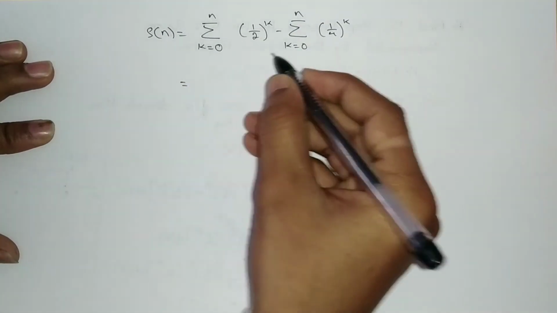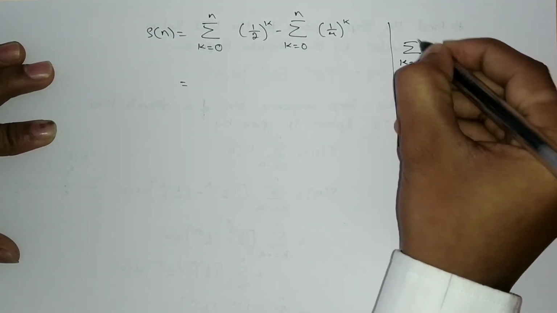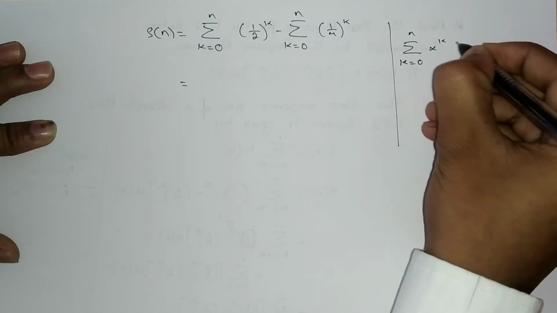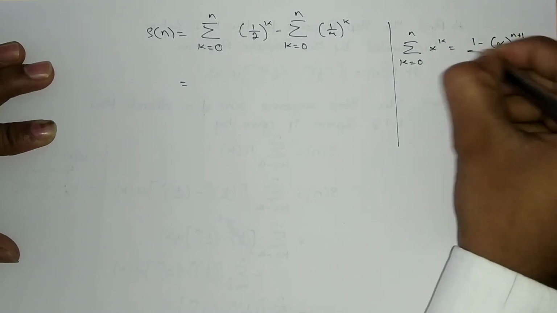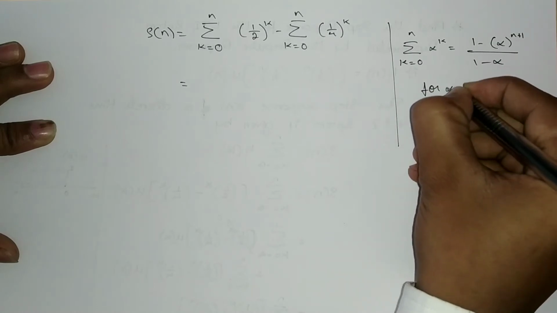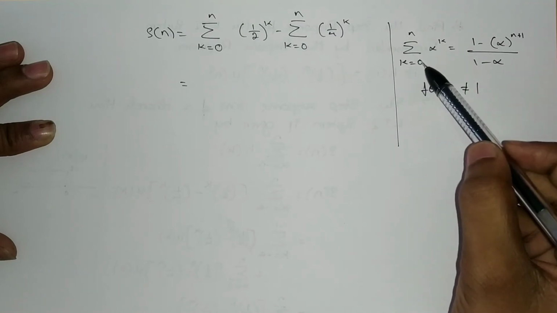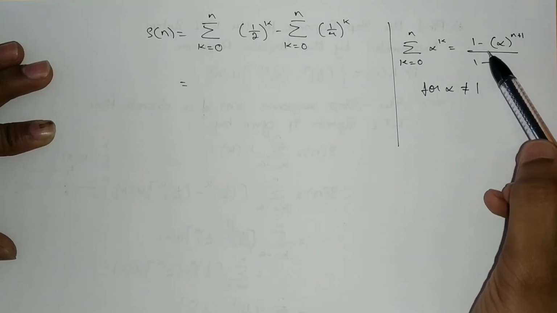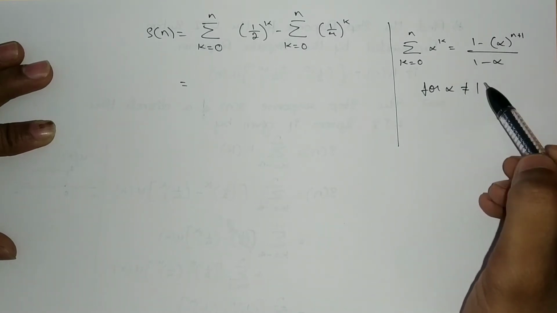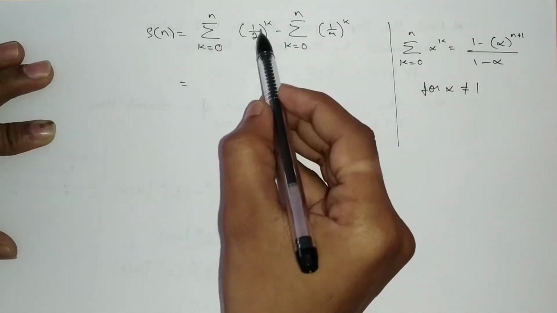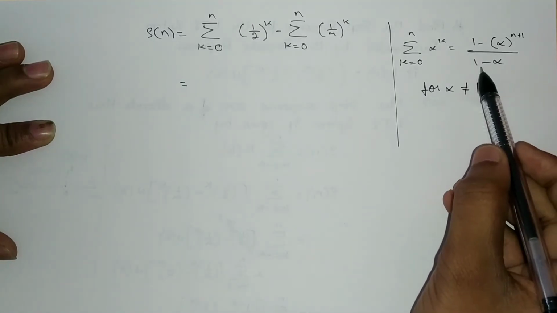Now, you all know that summation of k equals 0 to n of alpha^k will be equal to (1 minus alpha^(n+1)) divided by (1 minus alpha), for alpha not equal to 1. This is the general equation. If we substitute the same here, in the place of alpha we have 1/2, which is not equal to 1. Therefore, we can substitute in this equation.